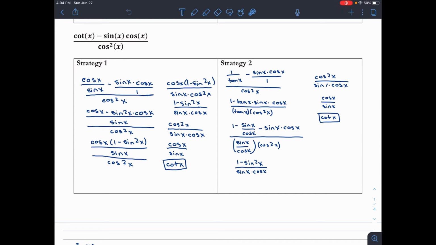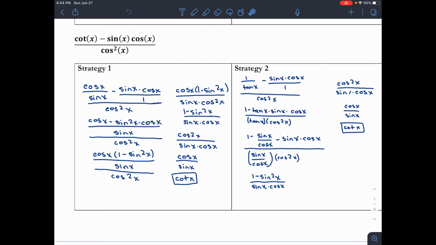Okay, so another way we could do this is that we know that cotangent x is equal to the reciprocal of tan x, 1 over tan x. So we write that here, and then we do the same thing we did here, which is sine x times cosine x, but we also put the over 1 just to realize that these are fractions that can be subtracted and simplified, and the denominator stays the same, cosine squared x.